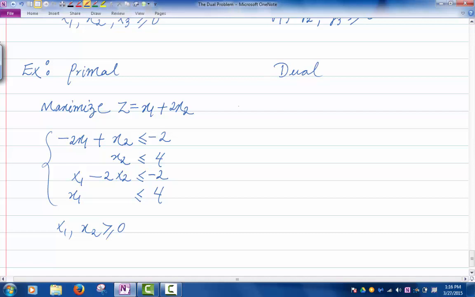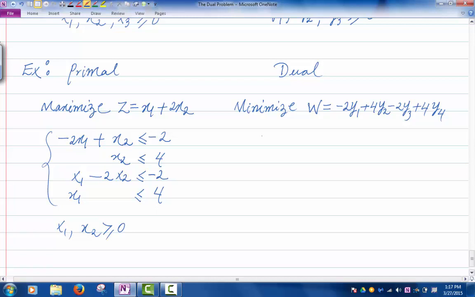Somebody tell me what's the dual objective? We know it's minimizing. What's the dual objective? Minus 2y1, yeah? 4y2. Very good. So these are the coefficients here. First of all, I know there are 4 dual variables because there are 4 functional constraints of the primal. And then the coefficients in the objective function are coming from the right hand sides of the functional constraints of the primal.